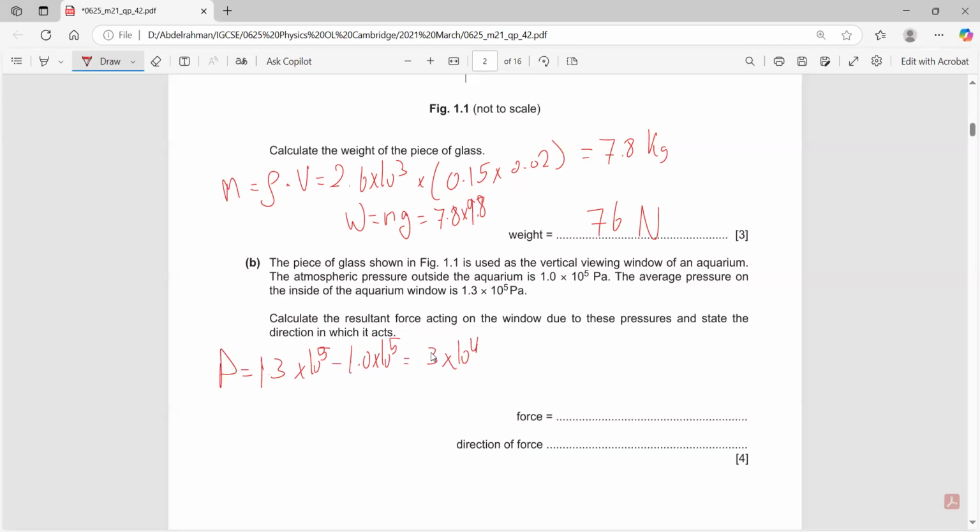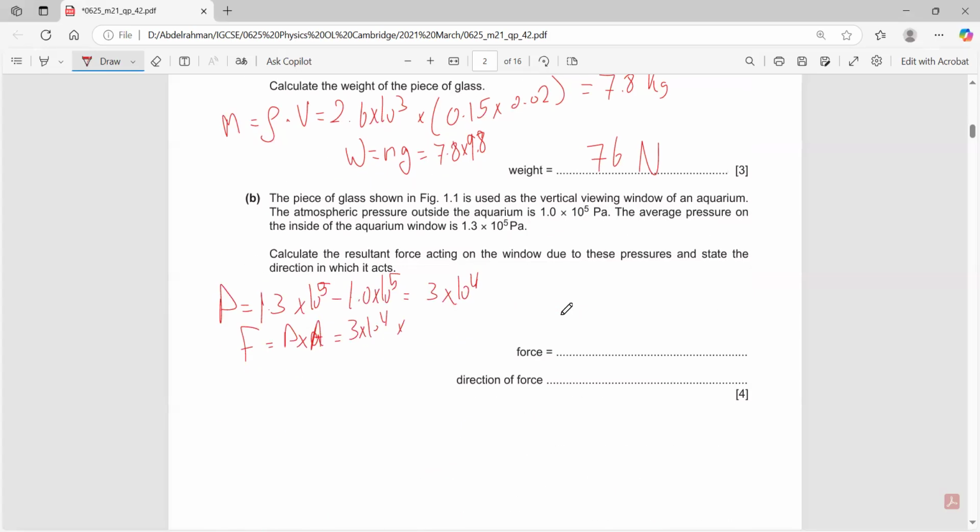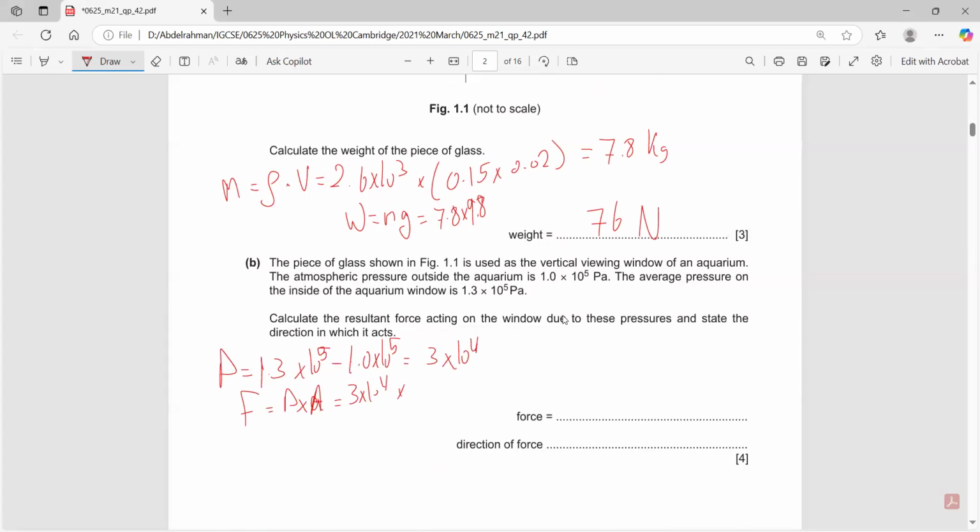And then can I find the force? Yes, force equals pressure times area. The pressure is 3 times 10 to the power of 4, and the area is 0.15 meters squared, so you do not need to convert it. 3 times 10 to the power of 4 times 0.15 is 4,500. So the resultant force is 4,500 newtons.